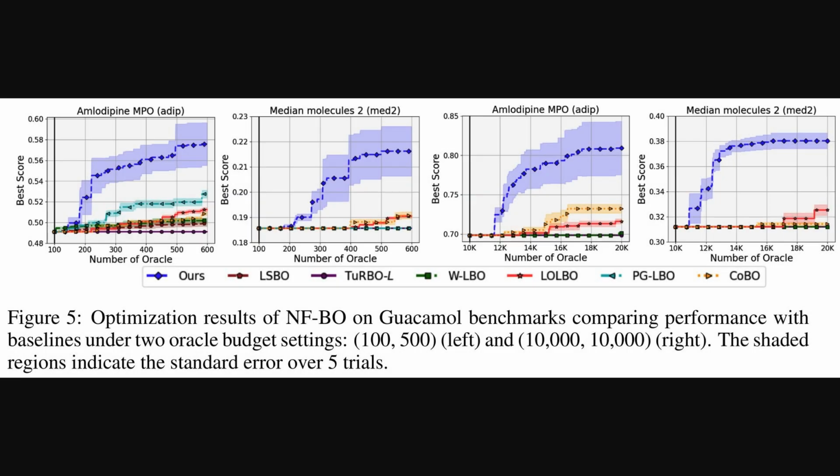Moving to the results, this figure shows how NFBO performs on actual molecule generation tasks from the Guacamol benchmarks. We see plots comparing their method, the blue line labeled ours, against several existing LBO baselines, tracking the best score found versus the number of oracle calls. Across different tasks and budget settings, NFBO consistently finds better solutions faster than the others. This really demonstrates the practical advantage of eliminating that value discrepancy and using TA-SACS.